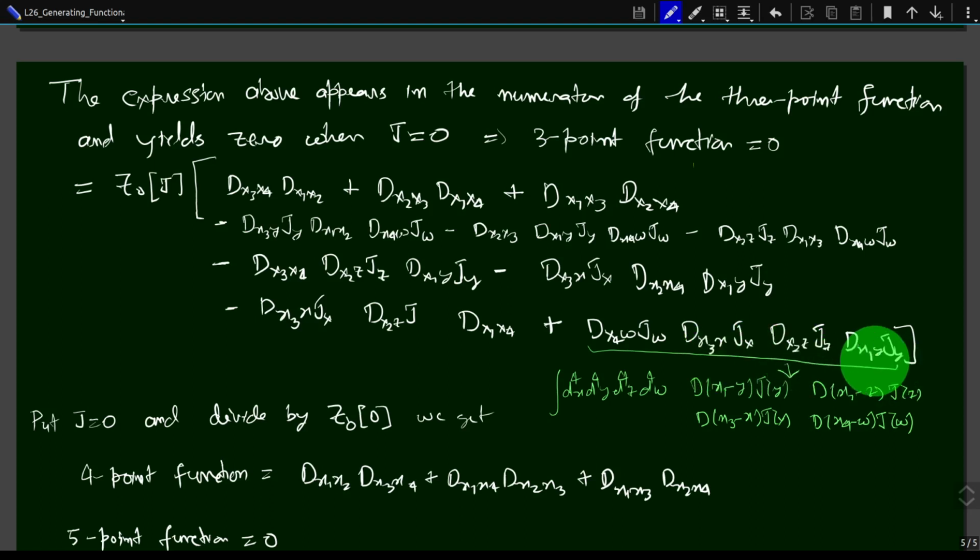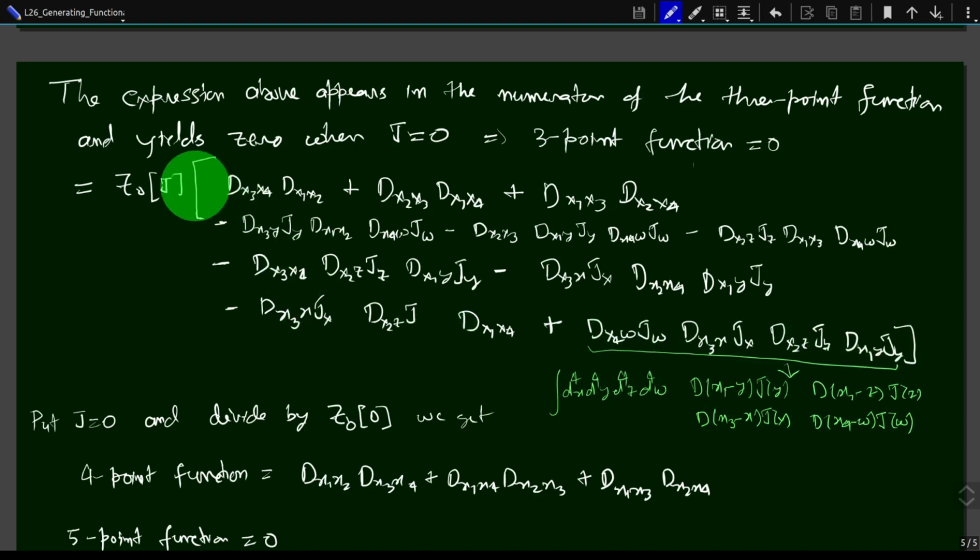So this particular expression is d4x, d4y, d4z, d4w, dx1 minus y, jy, dx2 minus z, jz, and dx3 minus x, jx, and dx4 minus w, jw. It is this long expression written in a compact manner over here. Okay, here there are two integrals.